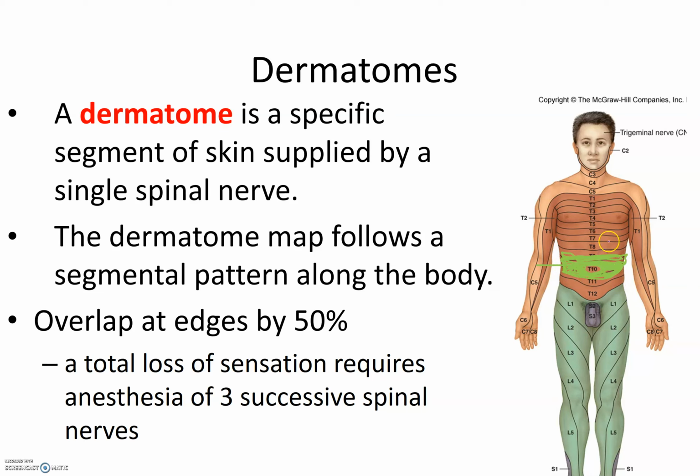T9 is the same way. It is covering this dermatome completely, but it actually overlaps like so. And it's going to overlap into T8 by 50%. Likewise, T11 completely covers this region, but it also covers that region as well. So a dermatome is the segment of skin supplied by a single spinal nerve, but they have 50% overlap. So let's say to remove the appendix, which is right there, you'd have to actually knock out T9, T10, and T11.